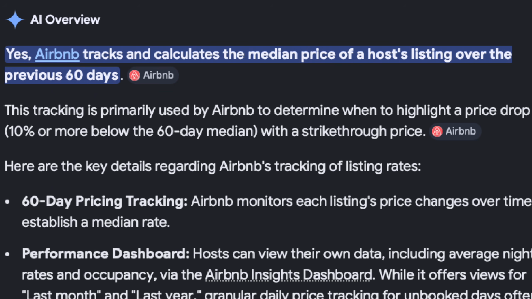And so what you can do is take advantage of Airbnb's new algorithmic tracking, where they want to prevent you from gaming the system. They track what your prices actually are over the last 60 days. If your rates are lower than the last 60 days, they will give you a boost in the algorithm. If you're raising your rates, they'll mark against you.